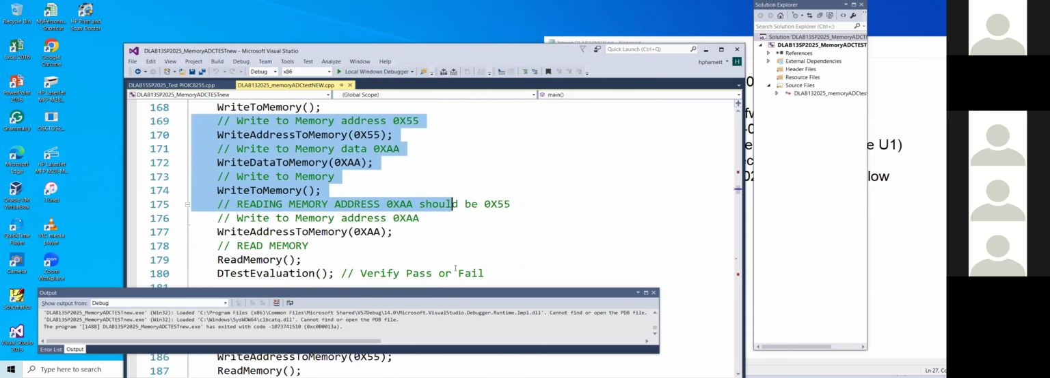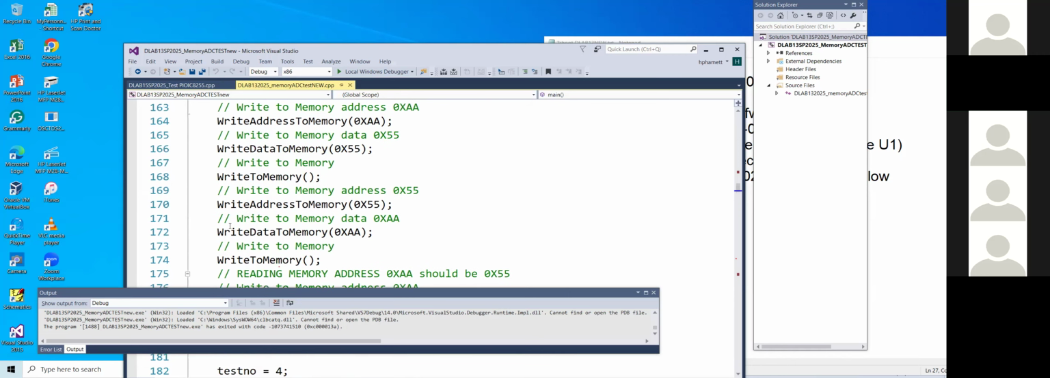Before you try to verify, now you want to read memory location AA. First thing, you have to write the address to let the memory know which location you want. Then you go into the function read memory. And this verifies whether it is right or wrong.